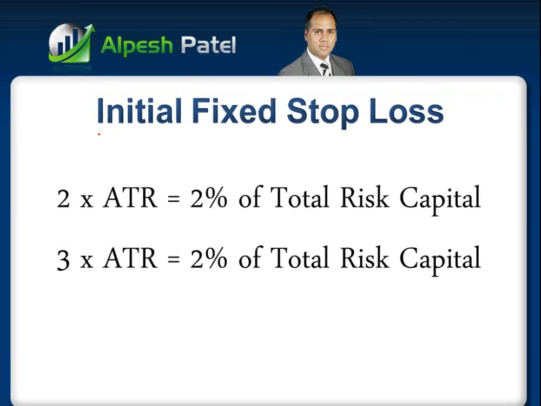How do we use it? 2 times ATR has to therefore equal 2% of total risk capital. Now, if you said to me, I want to put my stop loss even further out, I want to put it 3 times ATR, that's fine. It's still got to equal 2% of total risk capital. It's got to be 2% all the time, because you can't afford to have a string of losses, because you'll go so deep underwater that you won't recover. That's what professional traders do. Private investors don't do that.